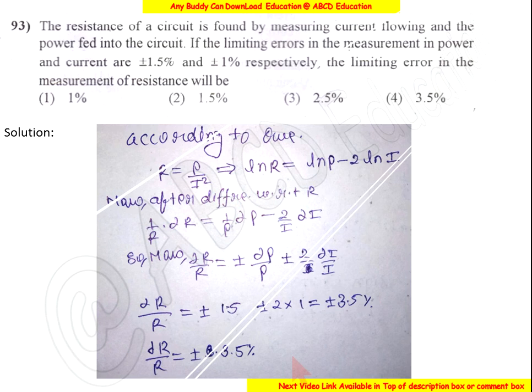Now come to the solution. According to the question, we know that R equals P upon I square. Now taking the logarithm of this equation, we get ln R equals ln P minus 2 ln I. Now after differentiating this equation, we get the limiting error dR upon R equals dP upon P minus 2 dI upon I. Now put in the values of the limiting errors mentioned in the question, then we get dR upon R, that is the limiting error, as 3.5%. So the correct option is 4.